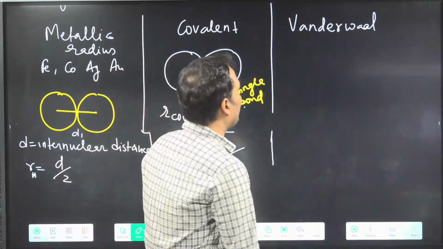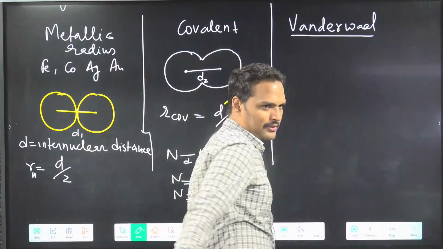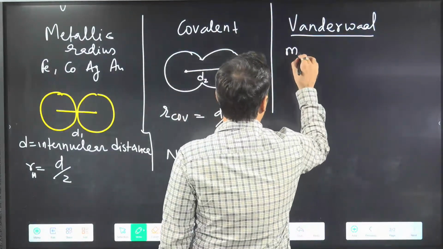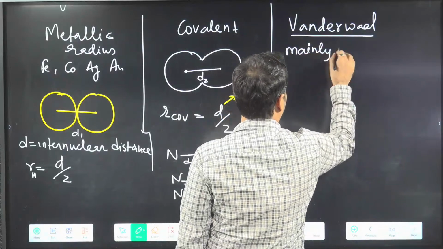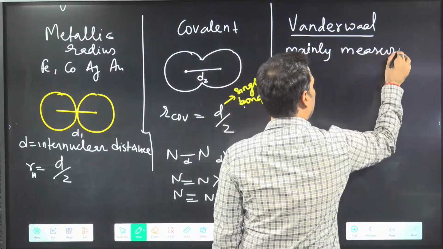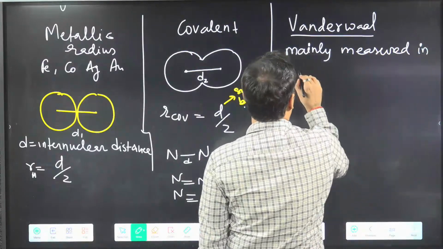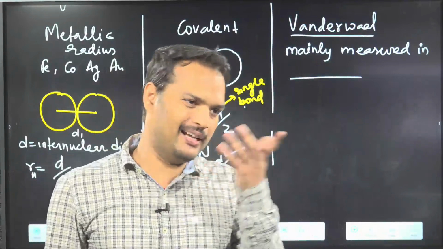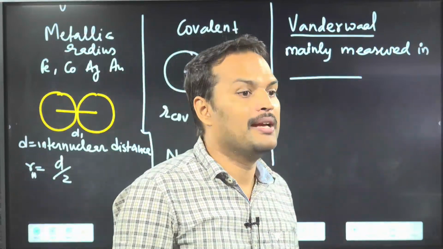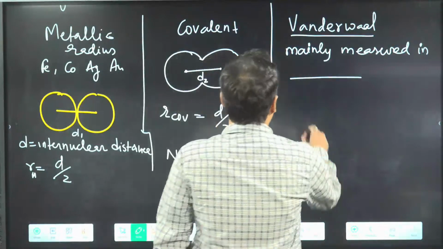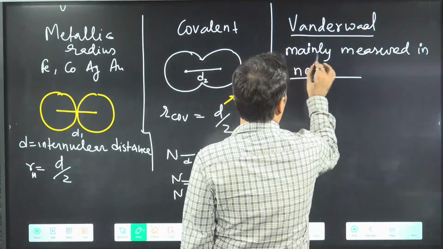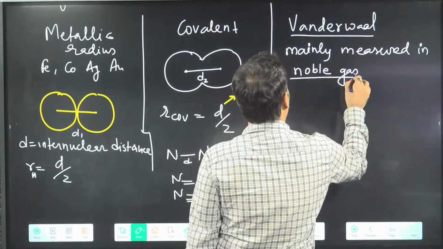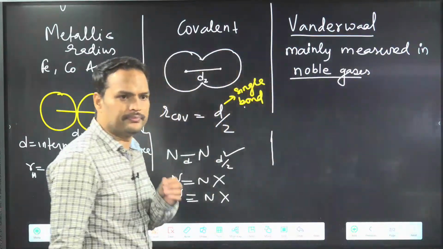Okay? Now come to van der Waals forces. Van der Waals radius. Sorry, van der Waals radius. So van der Waals radius is mainly, what you will say? Tell me. Mainly measured in what? Everyone fill in the blanks. Anwar is knowing. Very good, Anwar. Mainly measured in what? Noble gases. I am writing mainly, means you can measure other places also, but I am interested in noble gases. Clear?